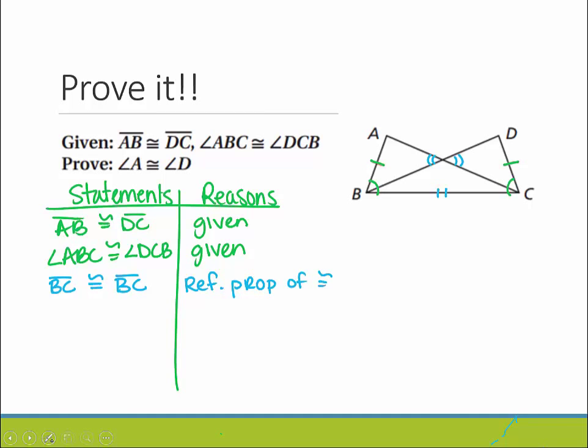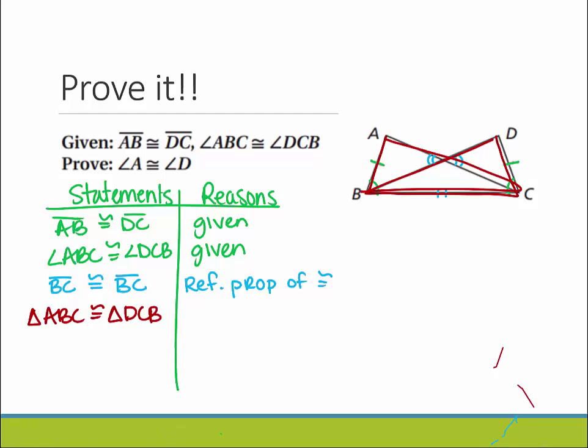So now I know that this triangle here, ABC, is congruent to triangle DCB. And the reason I know that is because of side, angle, side.